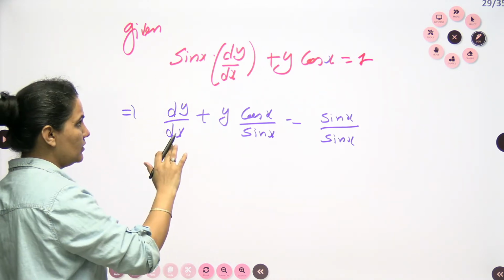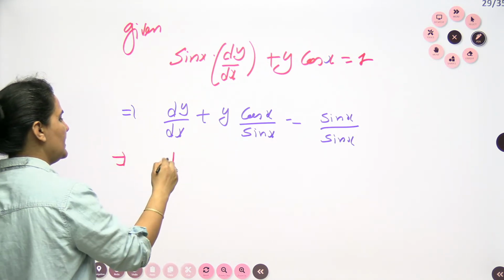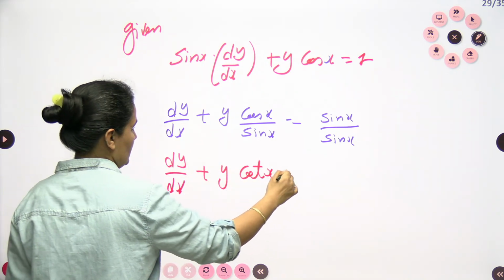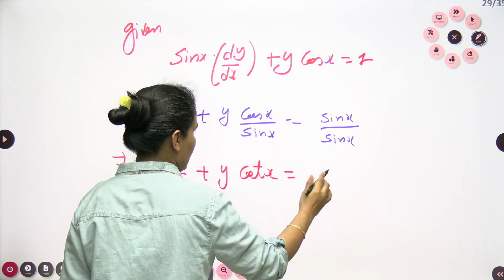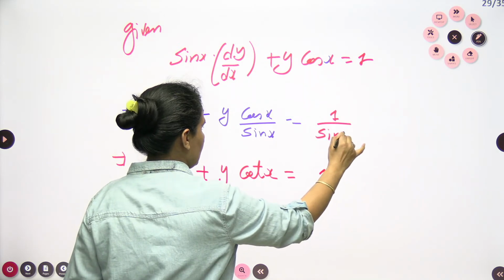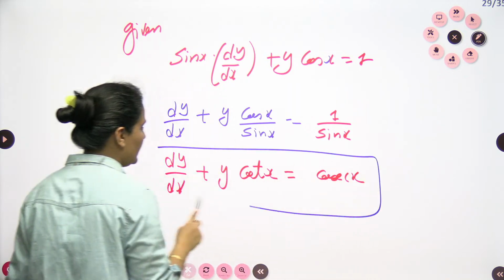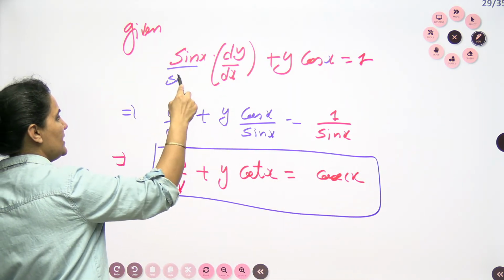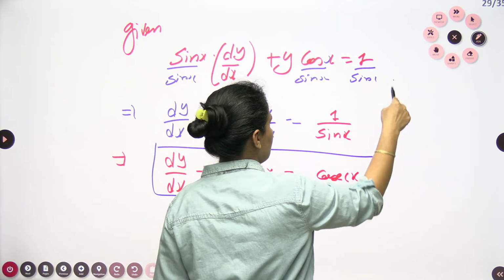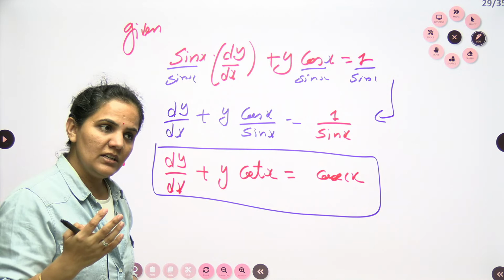If you divide with sin x, it will be better for you also. So we can write dy/dx plus y cot x is equal to, oh sorry, this is my mistake, 1 by sin x. So 1 by sin x is cosec x, because I am dividing every term by sin x. Here sin x by sin x will be gone, cos x by sin x will be cot x, and 1 by sin x will be cosec x. I am dividing every term by sin x because I want a simple, systematic form of the differential equation.